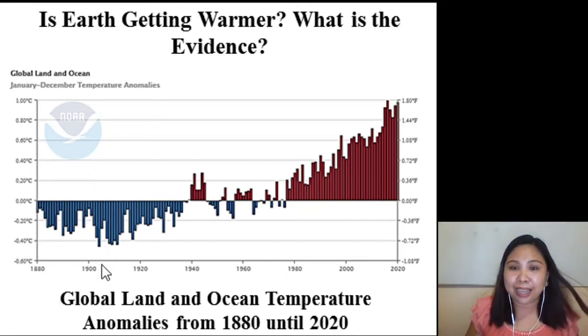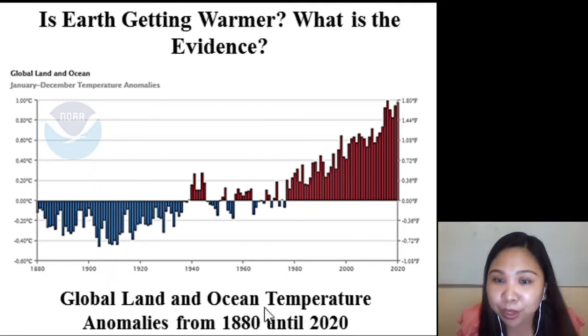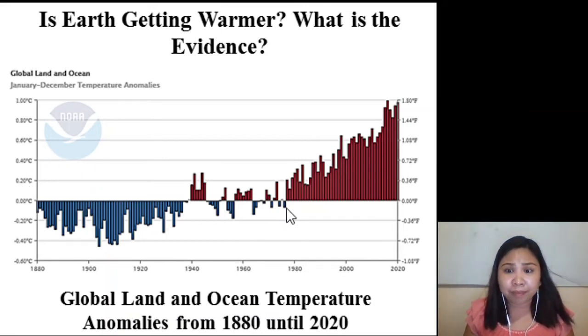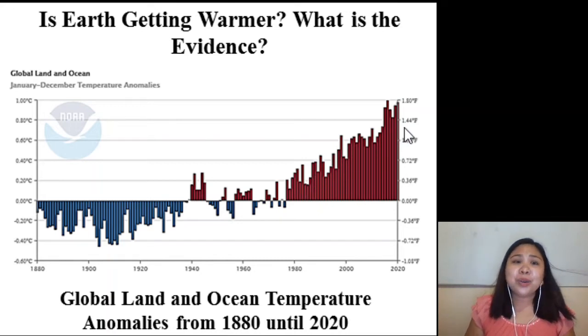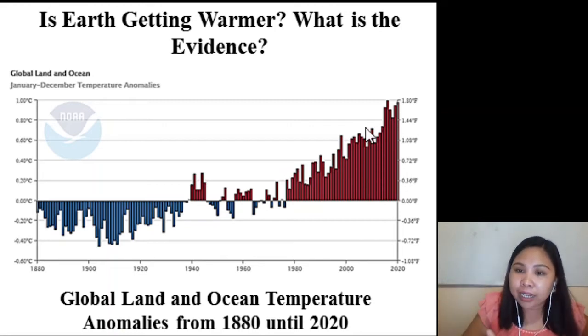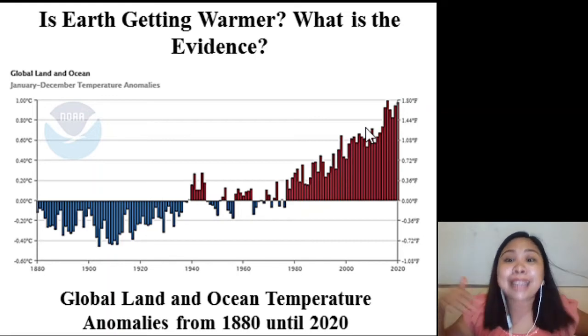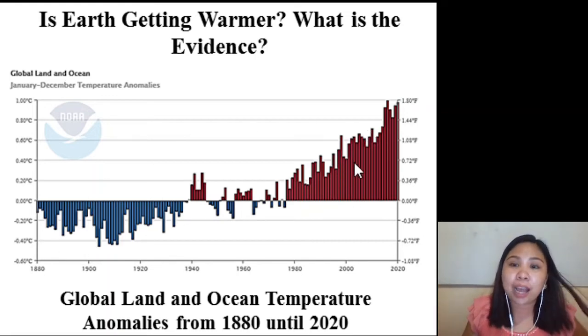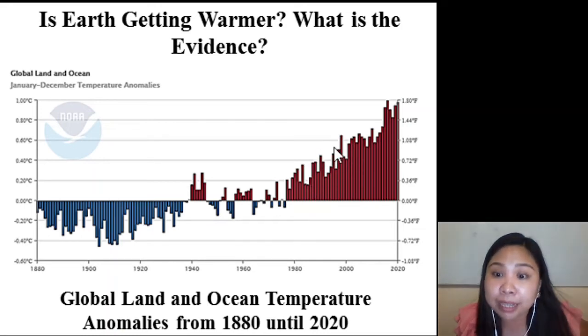Ayan. So, again, this is the global land and ocean temperature anomalies from 1880 until 2021. So, I hope you are getting the pattern. Okay? So, pagdating nitong time na to, ibig sabihin, tumataas ang kanyang global temperature anomalies. Yung difference from one year to the next year is mataas. Hindi siya negative, kundi positive na yung result.